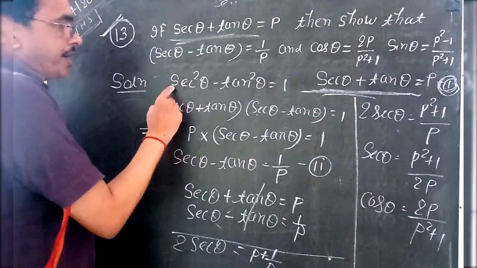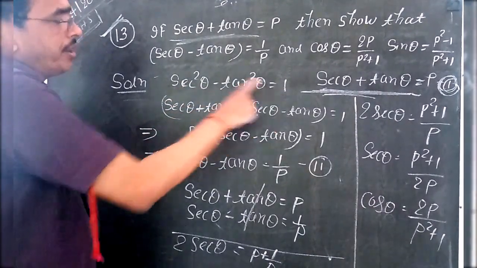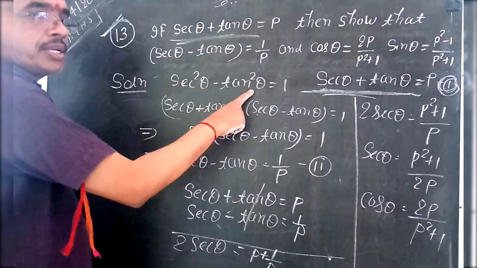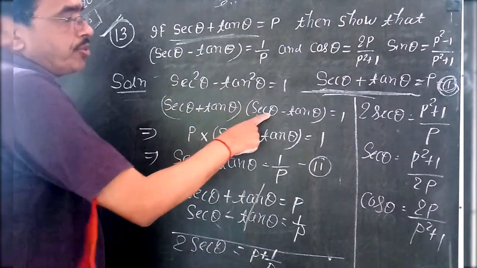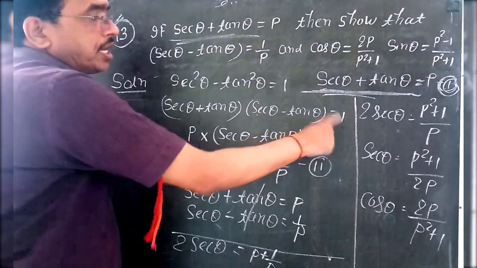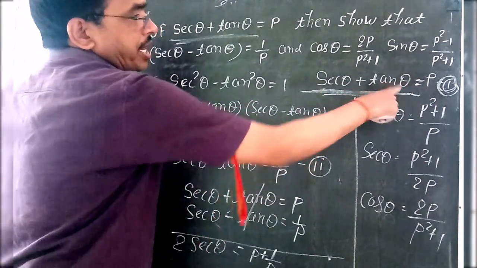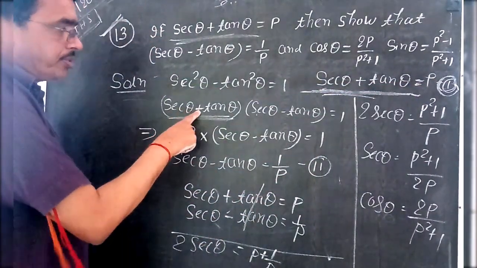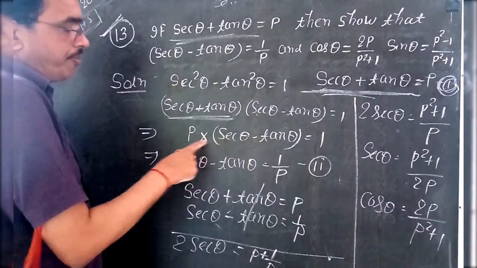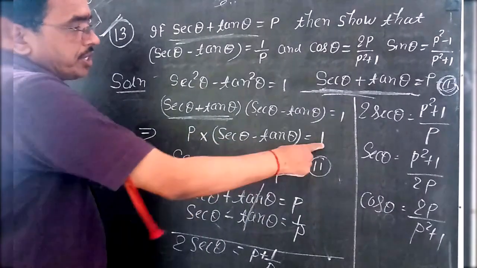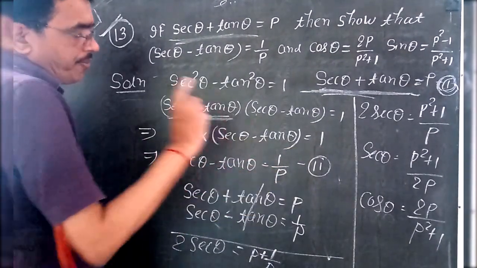Now the identity: sec square theta minus tan square theta is equal to 1, and it is in the form of a square minus b square. So we write a plus b, that is sec plus tan, into a minus b, that is sec minus tan, is equal to 1. Now substitute the value from equation first: sec plus tan is p. Then sec minus tan you can find, because p is a multiplier, it goes to the other side and is divided. So sec theta minus tan theta is equal to 1 by p.